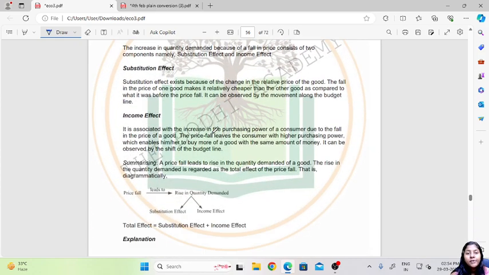Then substitution effect and income effect of price change. Substitution effect exists because of the change in the relative price of the good. The fall in the price of one good makes it relatively cheaper than the other good as compared to what it was before the price fall, and it can be observed by the movement along the budget line. Then income effect is associated with the increase in the purchasing power of a consumer due to the fall in the price of the good. The price fall leaves the consumer with a higher purchasing power, which enables him or her to buy more of a good with the same amount of money, and it can be observed by the shift of the budget line.